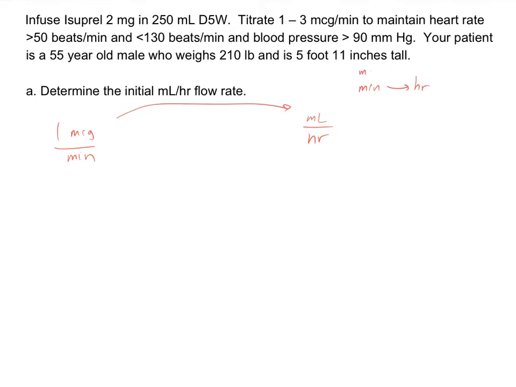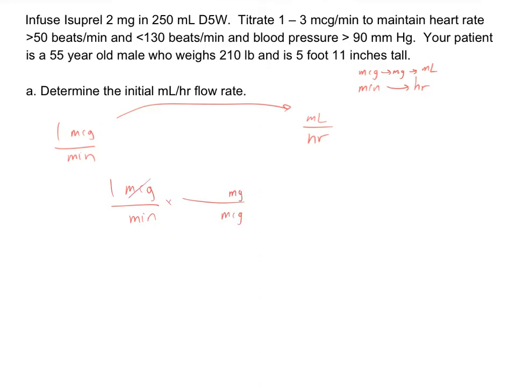Micrograms into milliliters, if I'm thinking about my dimensional analysis. If I look at what's available to me, I see that there are 2 milligrams contained in 250 mLs of D5W. So that's telling me I need to convert micrograms into milligrams. And then once I have that, I can use that dosage strength there to convert the milligrams into milliliters. So I'm going to go ahead and do my dimensional analysis. 1 microgram over 1 minute. I want to convert first, let's do the micrograms into the milligrams so that we can get to the milliliters.